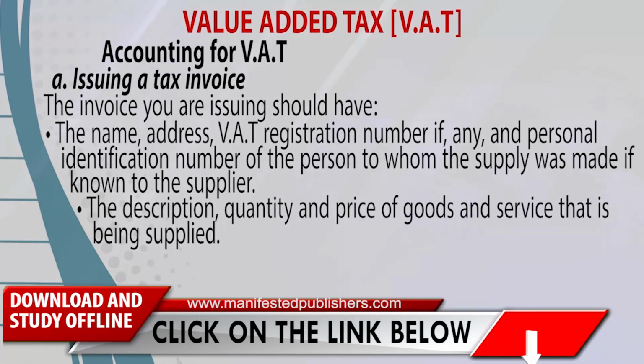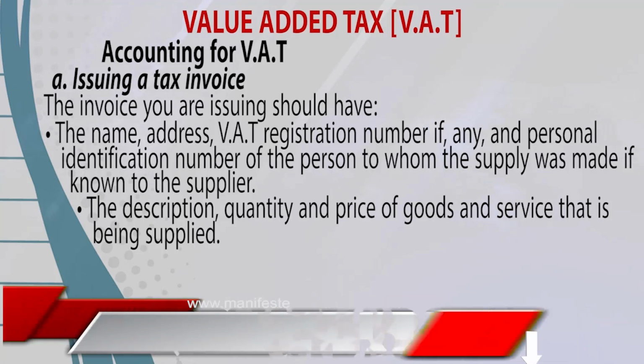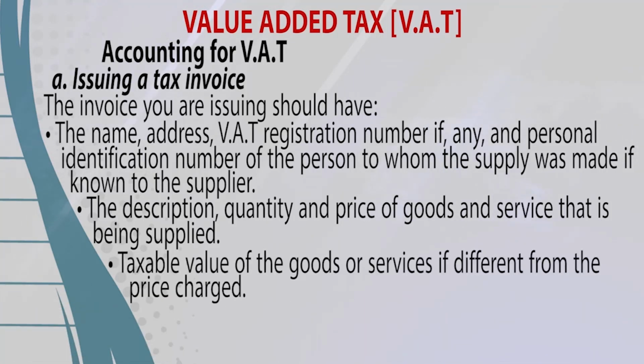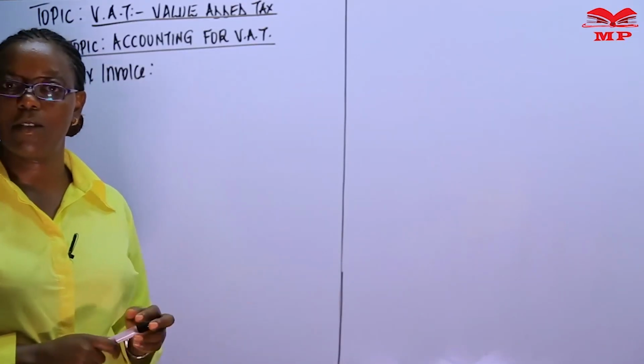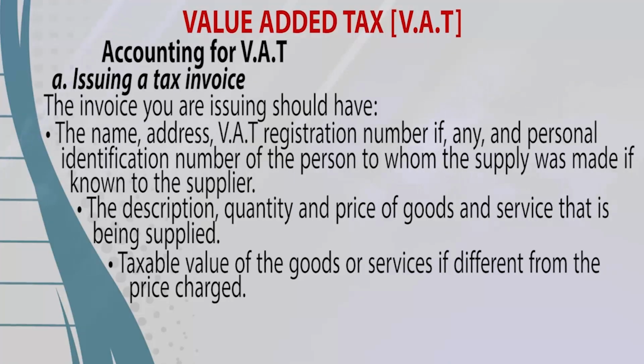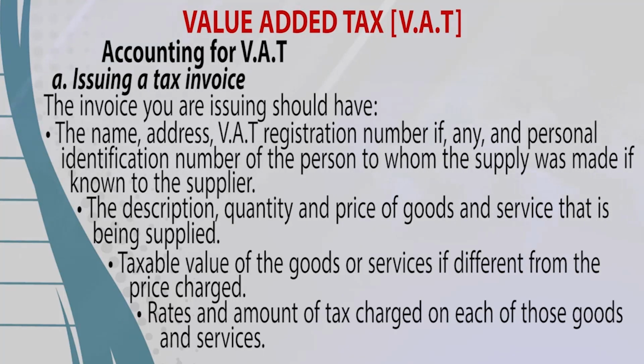Then the description, quantity and price of goods or services that is being supplied, taxable value of the goods or services if different from the price charged. That may happen if, for example, there will be discounts, that cash discount that is expected to be given to the customer should they pay promptly. Then the rate and amount of tax charged on each of those goods and services.